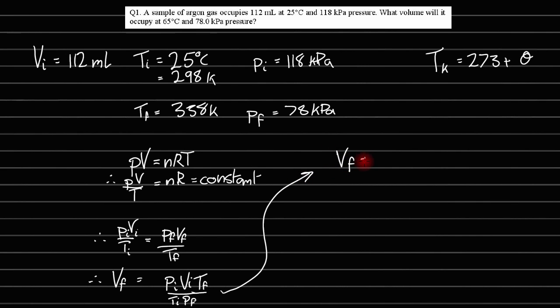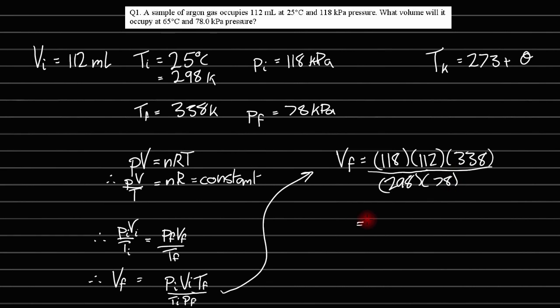And then all we need to do now is plug in our values. So the volume final is equal to pressure initial, which is 118, times volume initial, 112, times the temperature final, 338, divided by the temperature initial, 298, times the pressure final, 78.